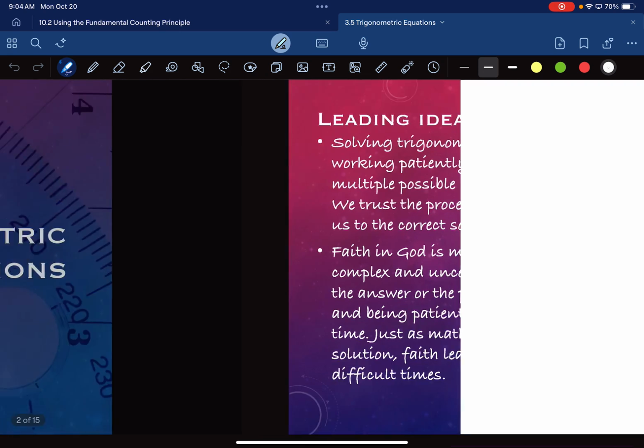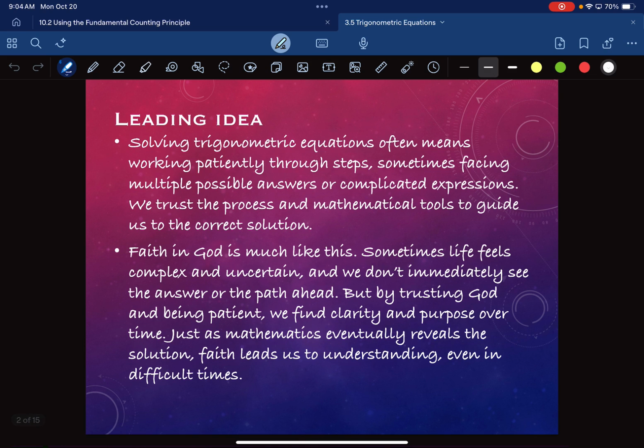So let's take a look at our leading idea. Solving trigonometric equations often means working patiently through steps, sometimes facing multiple possible answers, which will happen, or complicated expressions, which is going to happen too. We trust the process and mathematical tools to guide us to the correct solution. And you have lots of mathematical tools to do that. I'll keep pushing back into that, both from knowledge before this class and algebra classes you've had, and from things we've done in this class. So we're going to see both of those.